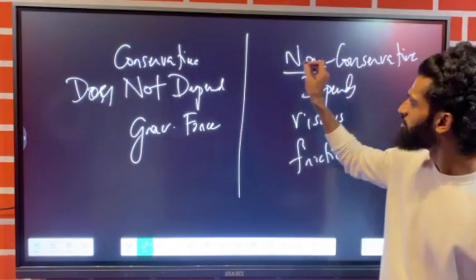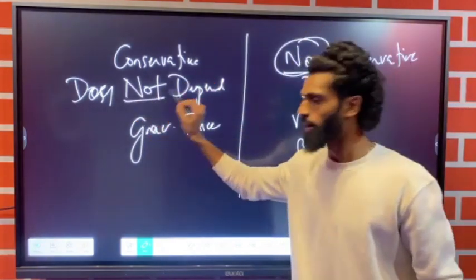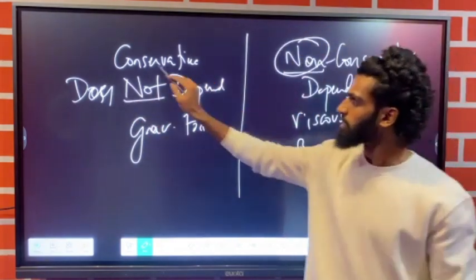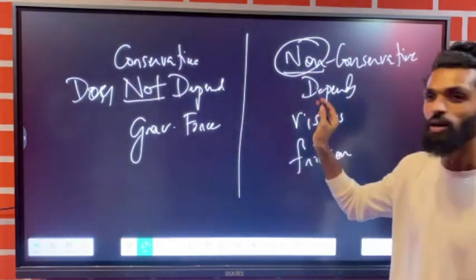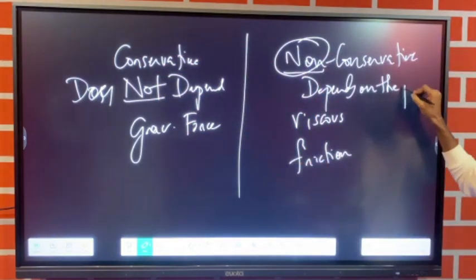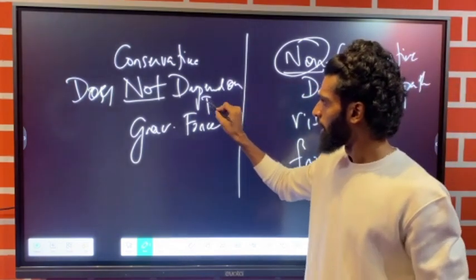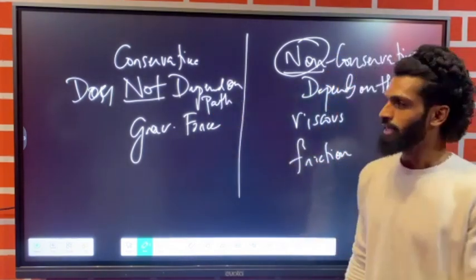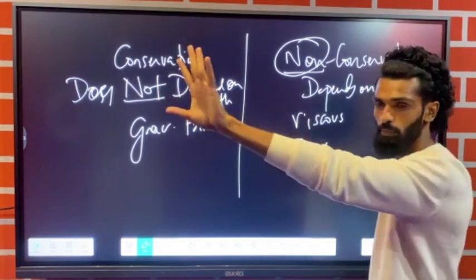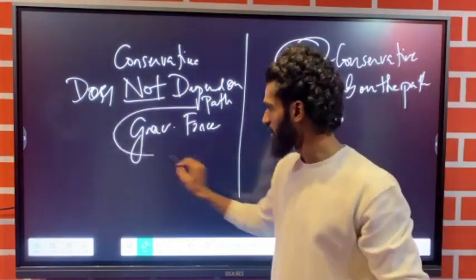How to remember? Wherever the word non is there, the opposite one will not depend. Here there is no word, therefore this one will depend on what? On the path. So it does not depend on the path. In this case, work does not depend on the path. In this case, work depends on the path. What's the example? Gravitational force.